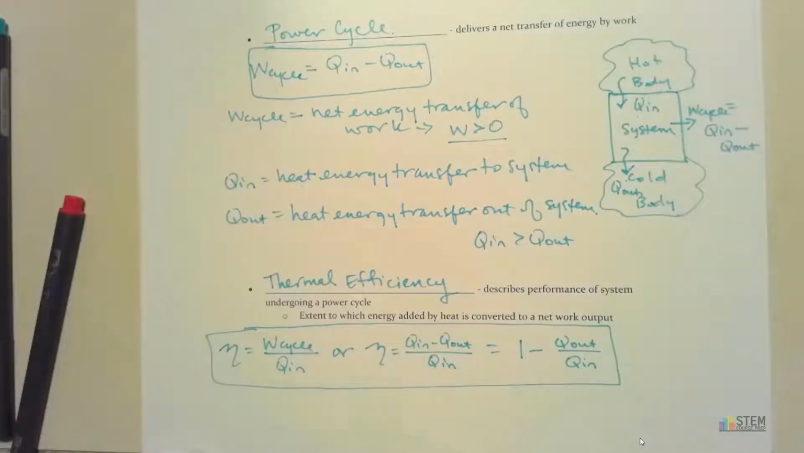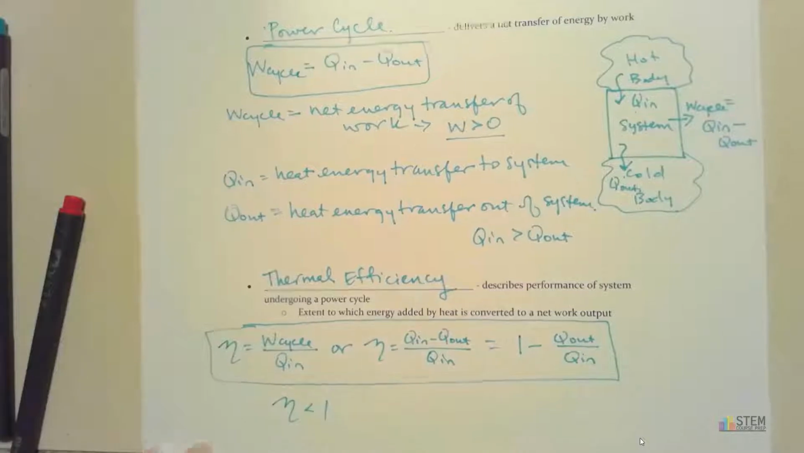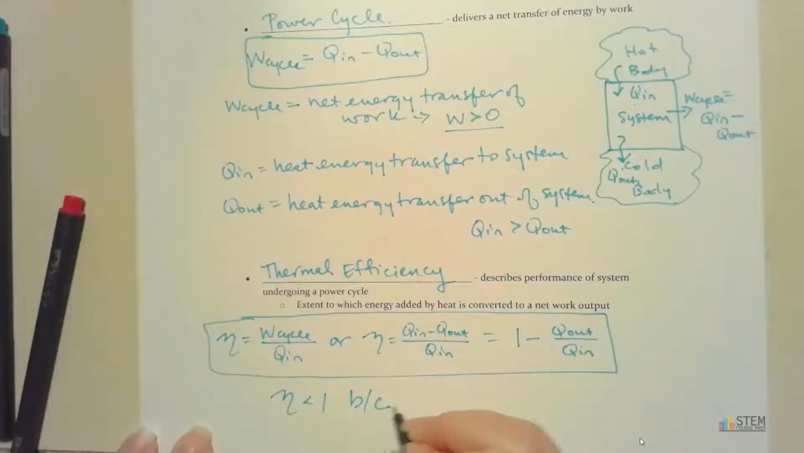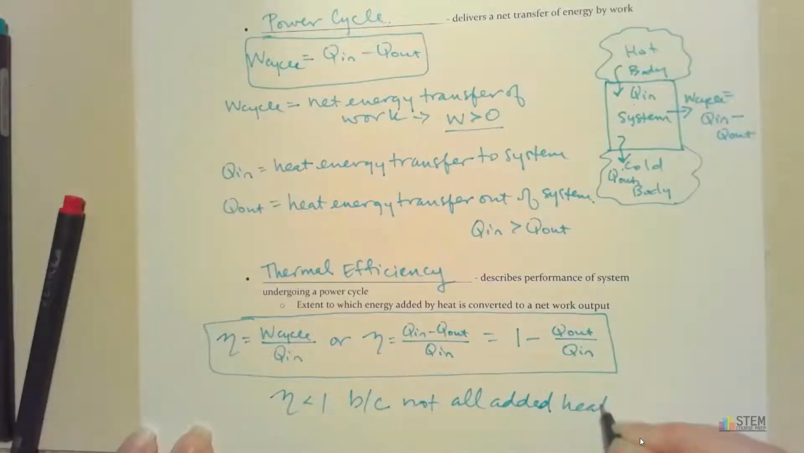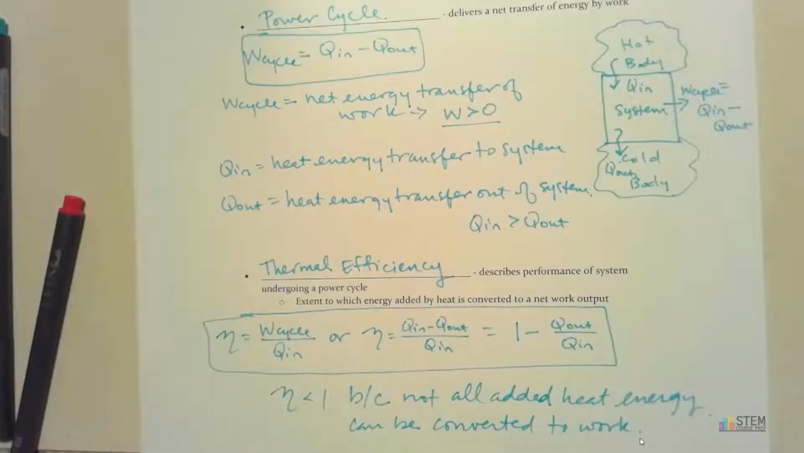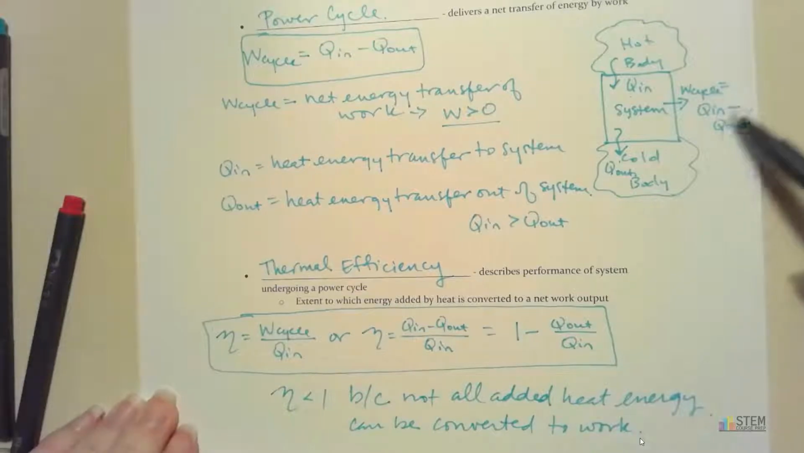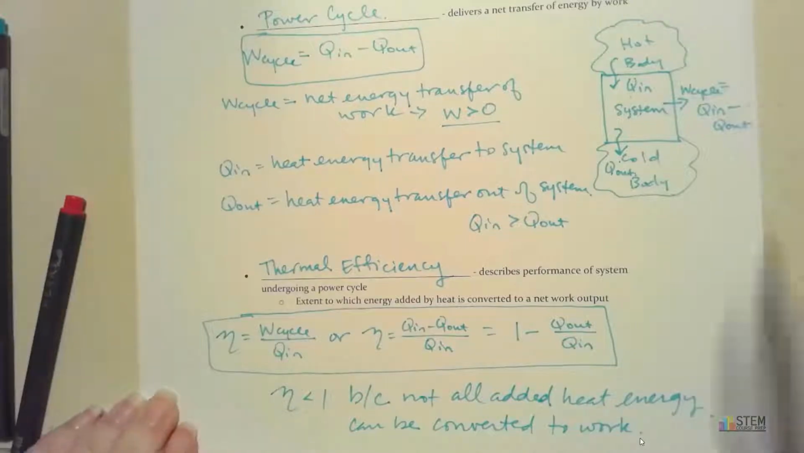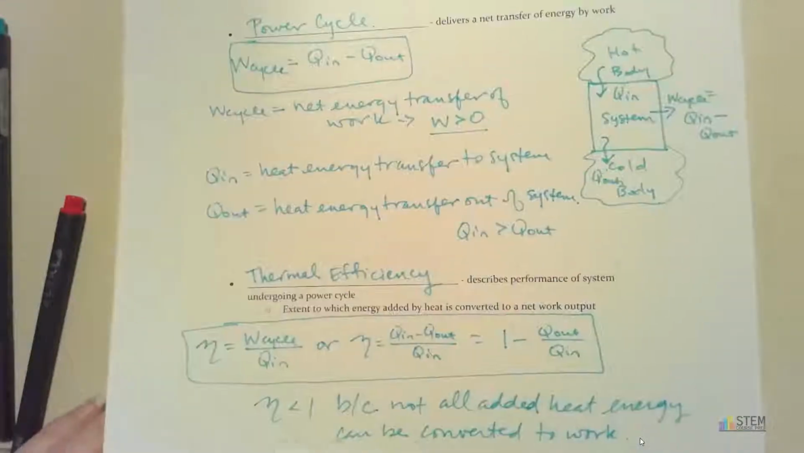Okay? So let's put on here, eta is going to be less than 1 because not all added heat energy can be converted to work. Okay, so you should always get an eta less than 1. So that's a power cycle. Again, we use it to have a net energy transfer of work. So then we could use that work and do something else with it.